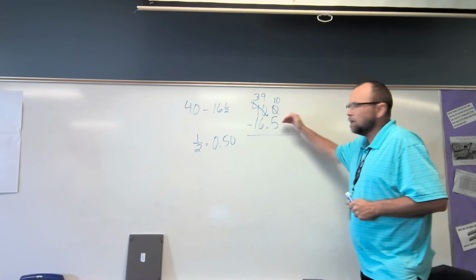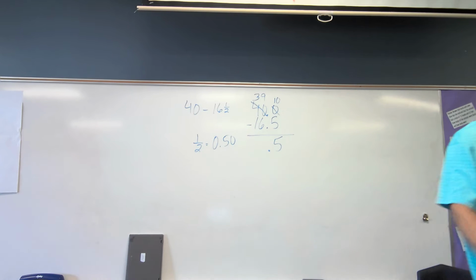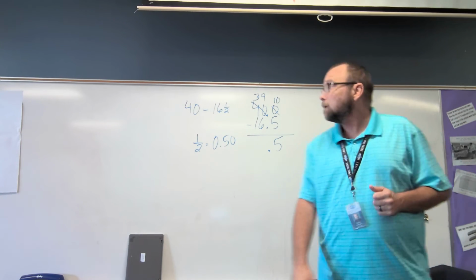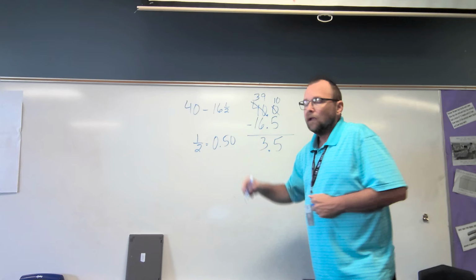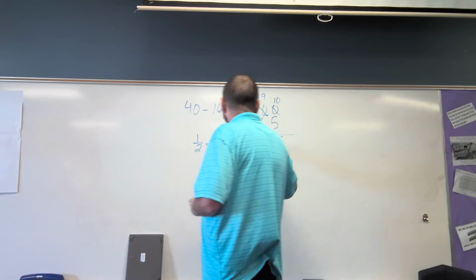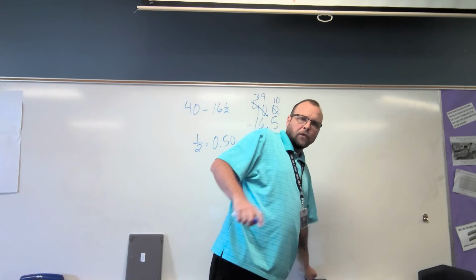Maddie, 10 minus 5 is? 5. The decimal point comes straight down. When we add and subtract, the decimal point comes straight down. Make sure we line them up so that we can move it straight down, because if you don't line them up, you can't. Maddie, 9 ones minus 6 ones is? 3. And 3 tens minus 1 ten is? 2 tens. So the correct answer is 23 and 5 tenths, or 23 and a half.